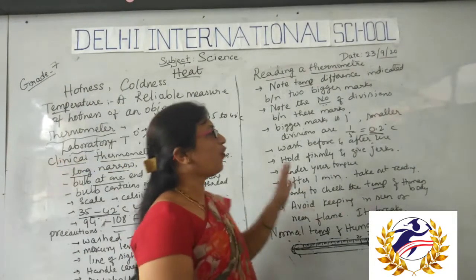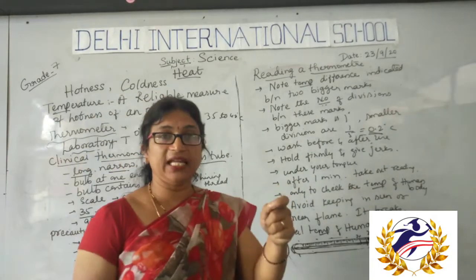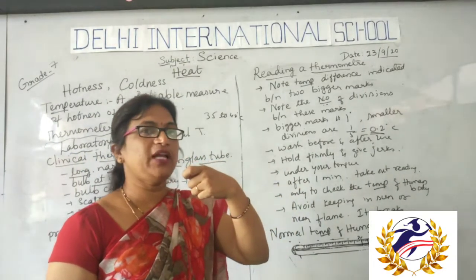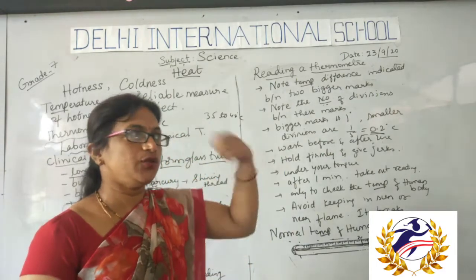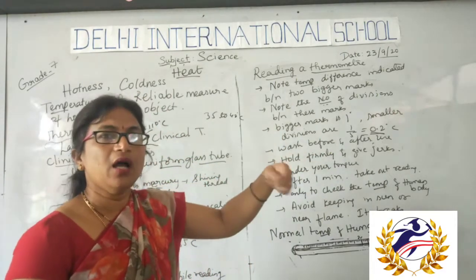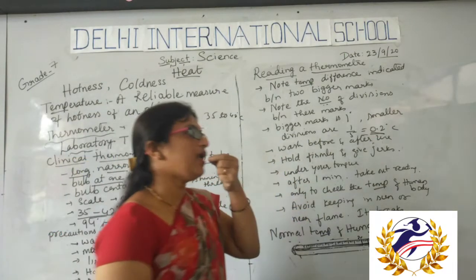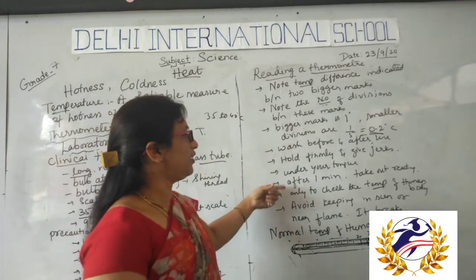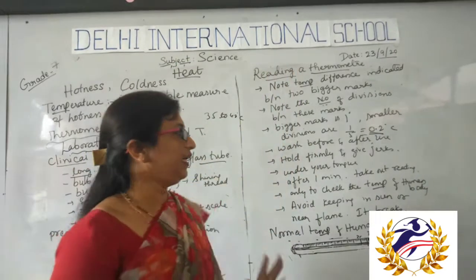Wash before and after use with antiseptic solution and hold firmly. Before keeping it under your tongue, you have to give a jerk and keep the mercury level below 35 degrees Celsius. Then hold it under your tongue, and after 1 minute you take it out and you can see the reading.